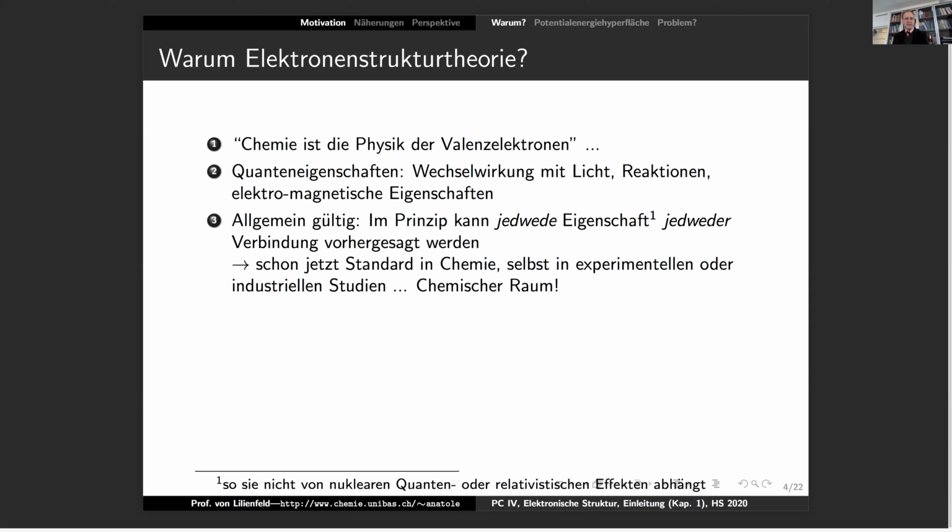Okay, let's continue. These points 1, 2, 3 sort of discuss why we need electrons and their quantum mechanics. So let me circle back to the question, what's a molecule?